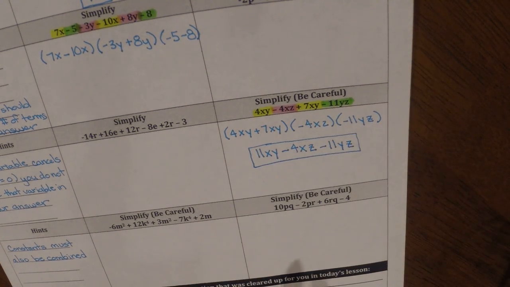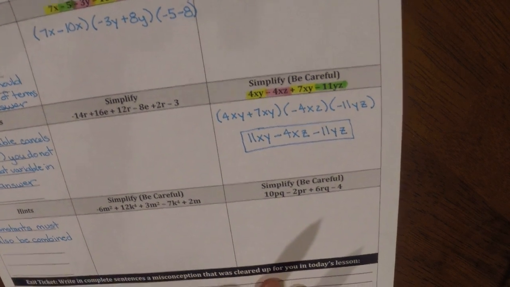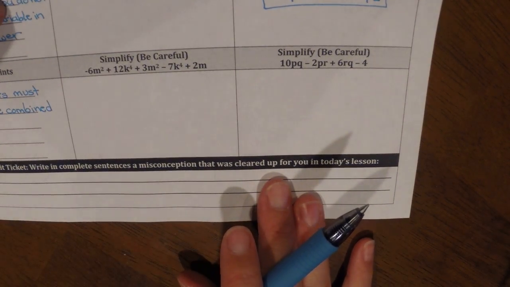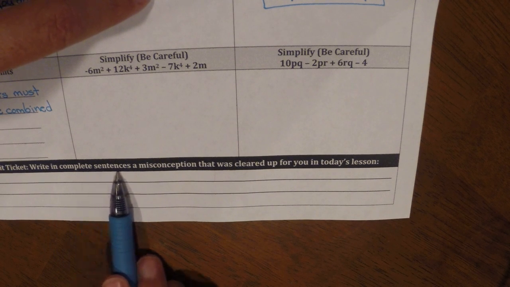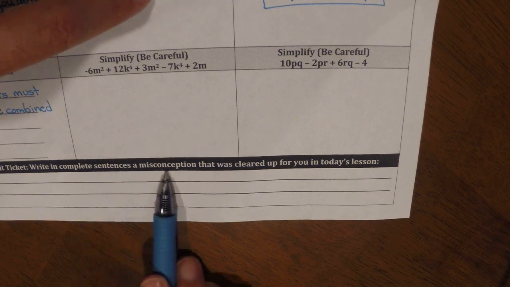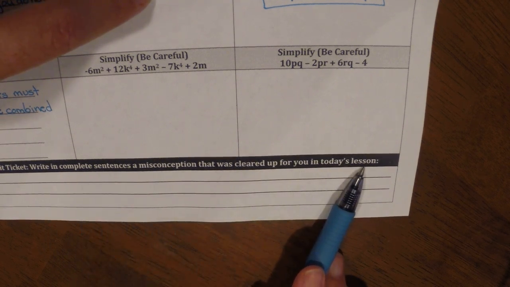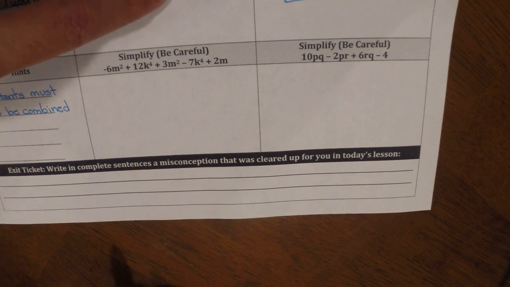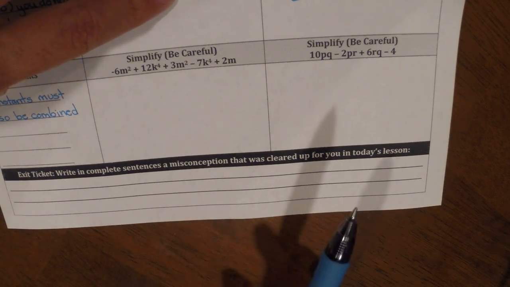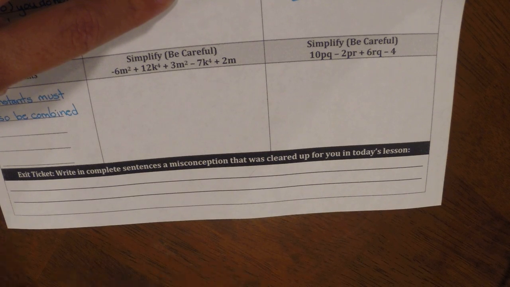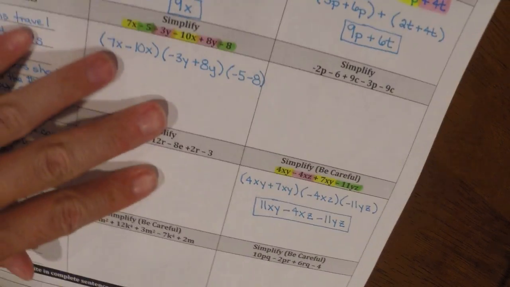Okay, so I want you to try the rest of these on your own. If you need help, make sure you ask me, as I am still in the room. And then at the bottom, it says write in a complete sentence or sentences a misconception that was cleared up for you in today's lesson. So maybe something that you didn't know that you just learned today, or something that you thought was true that ended up not to be true. All right, good luck.